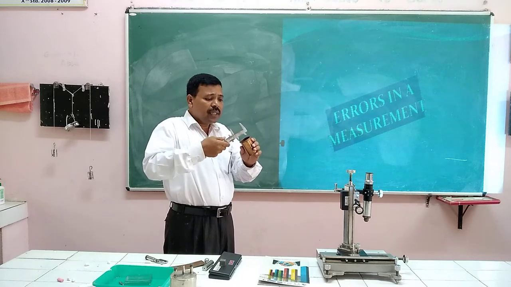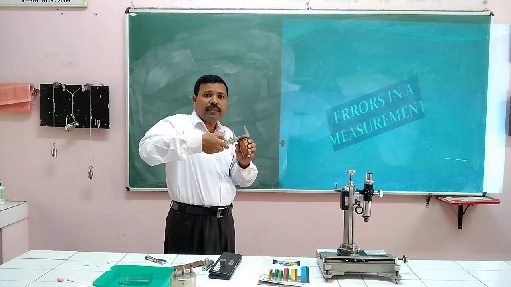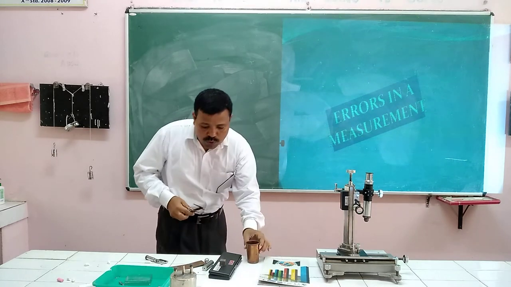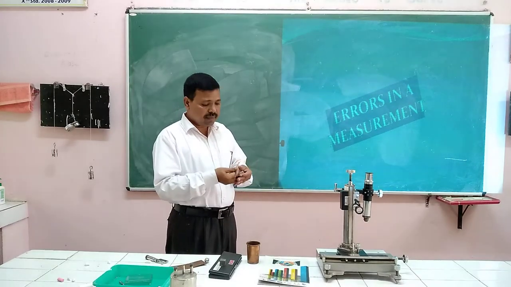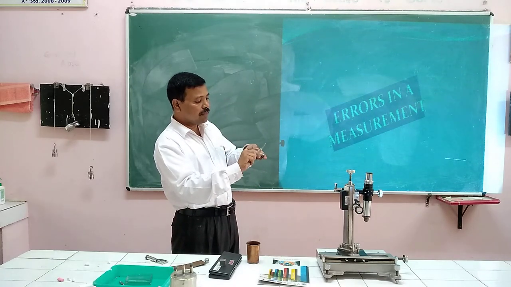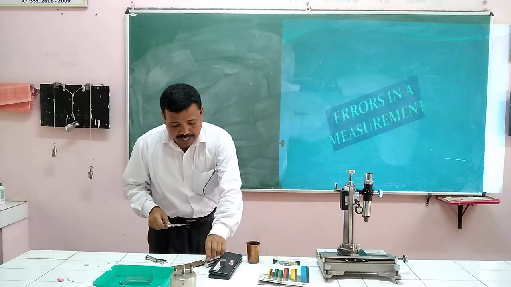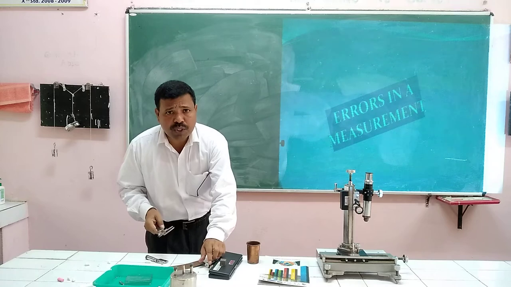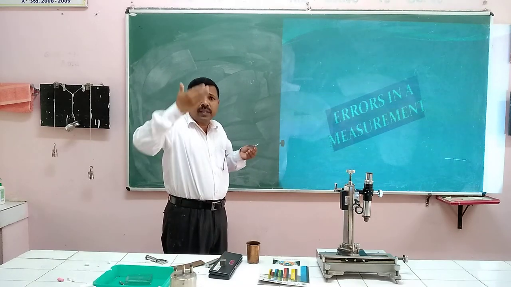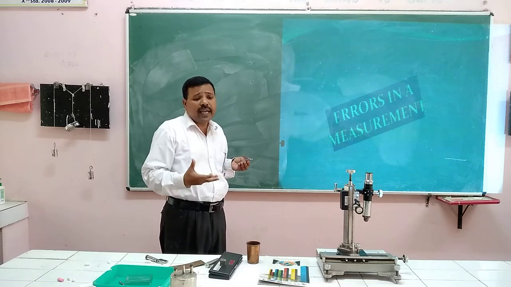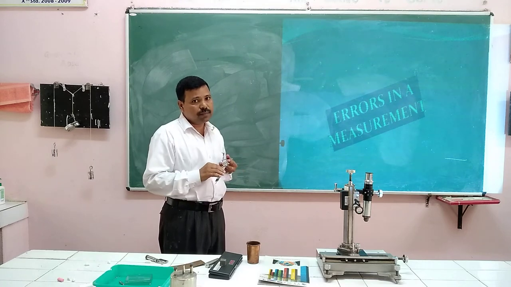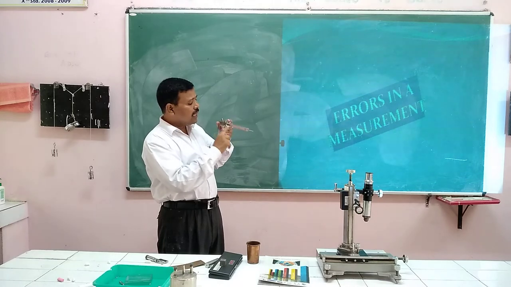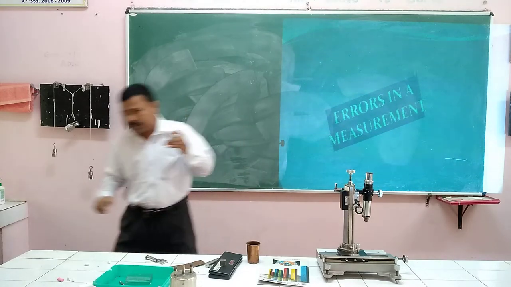And we can also measure the internal diameter of the vessel. We can also measure the depth of the vessel using this vernier calipers. We can also measure the diameter of the cylinder. We can measure the diameter of a metallic bar. Fine. Then how do we measure the diameter or the depth or the external diameter or the internal diameter of a vessel? So this vernier calipers has two scales. One is the main scale, the other one is the vernier scale.